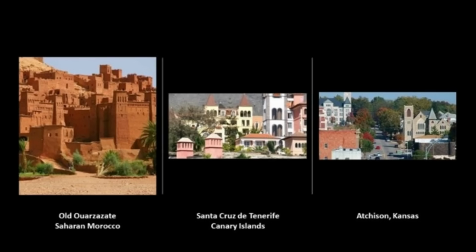Other similarities in different places include the architectural design of towers, window arrangements, and directional orientation I found in Old Ouarzazate in Saharan Morocco on the left, Santa Cruz de Tenerife in the Canary Islands in the middle, and the city of Atchison in Kansas on the right.